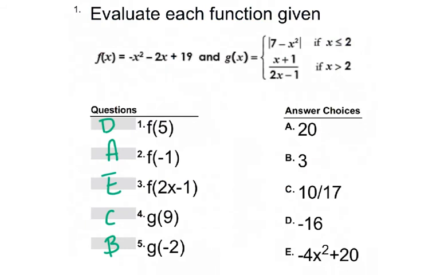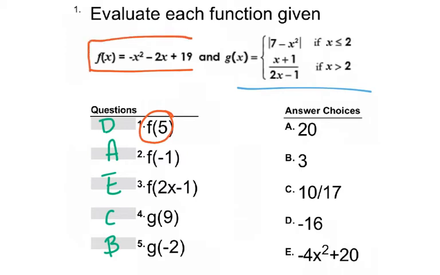Okay, so the first one gives you a quadratic, and it also gives you a piecewise. So notice the quadratic is labeled F and the piecewise is G. For number 1, it asked me to find F of 5. So I definitely want to plug it into this equation over here, the red one. Everywhere I see an X, I'm going to replace it with the number 5. And when I put that in my calculator, that's how I get negative 16.